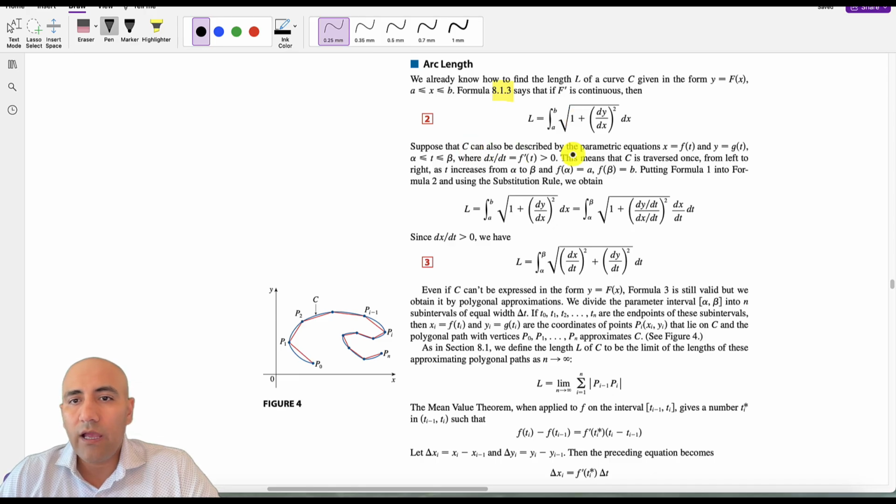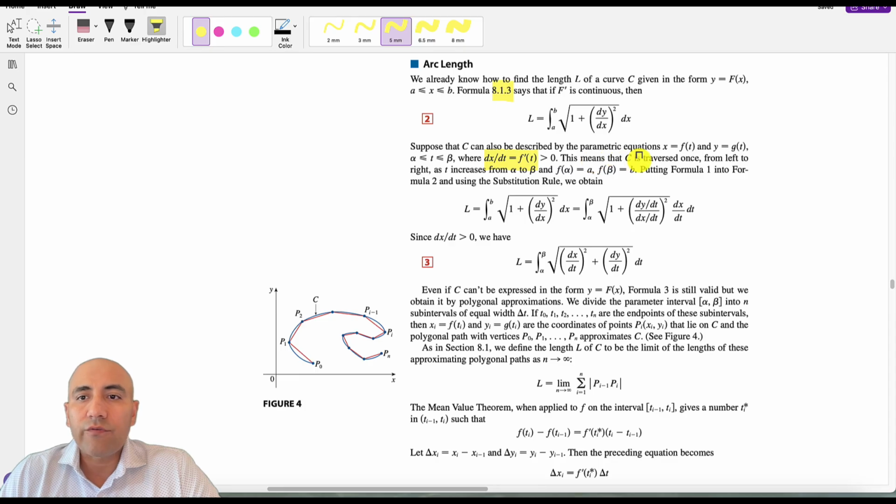Suppose that C can also be described by the parametric equations x equals f of t and y equals g of t, as t ranges from alpha to beta, where dx/dt, this is important, where dx/dt, which is equal to f prime of t, is always positive, right? Always positive. The rate of change of x with respect to t is always positive, which means that x is always increasing, right? The instantaneous rate of change of x is always a positive number, means it's always increasing. So x is always moving forward. Not necessarily the value of t, it's just the value of x is always moving forward.